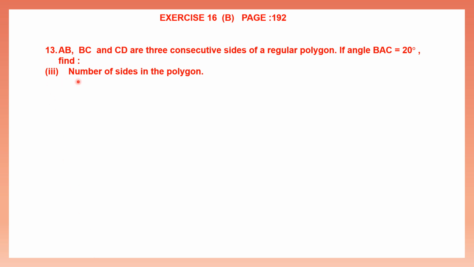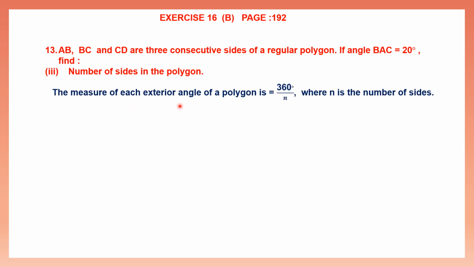Third question here is we have to find the number of sides in the polygon. Now we can use the formula of the exterior angle, that is, the measure of each exterior angle of a polygon is equal to 360 degrees by n. We can use this formula. Exterior angle is equal to 360 degrees by n. And what is n? n is the number of sides. So to find the number of sides, we can use this formula.